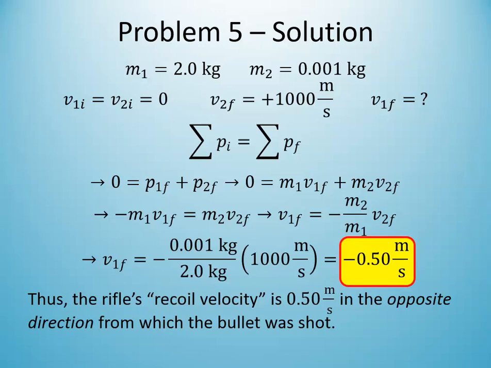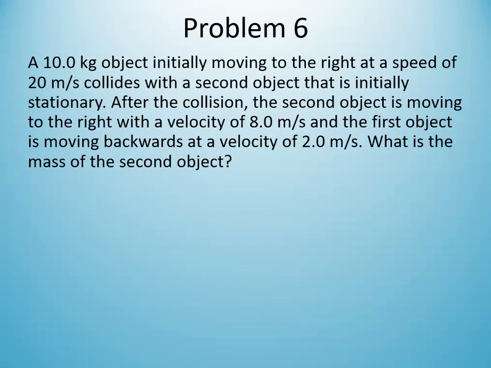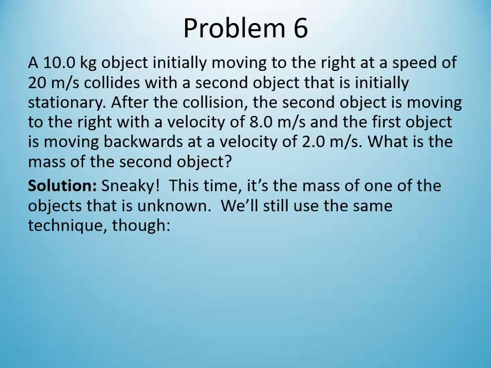Velocity is a vector. So in our next situation, we have a 10-kilogram object going to the right, and it's going to collide with a second object that is initially stationary. But this time, we don't know the mass of the second object. We're going to say the second object ends up springing off toward the right at 2 meters per second, and the first object goes backward at a speed of 2 meters per second. And what's the final mass? Or I shouldn't say that, but what is the unknown mass?